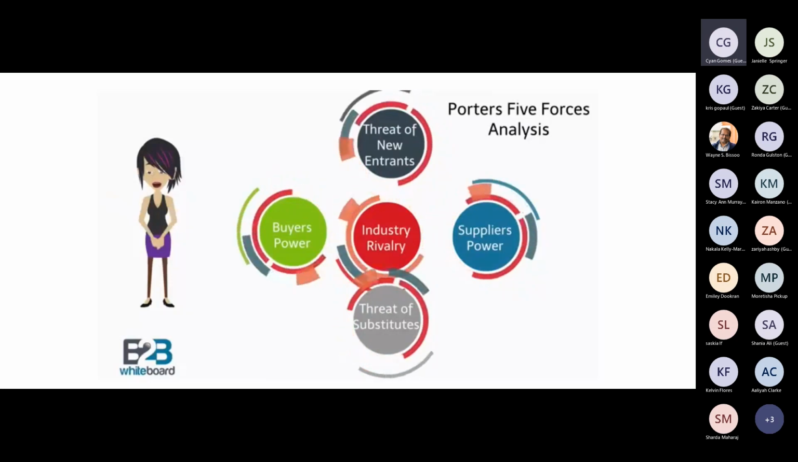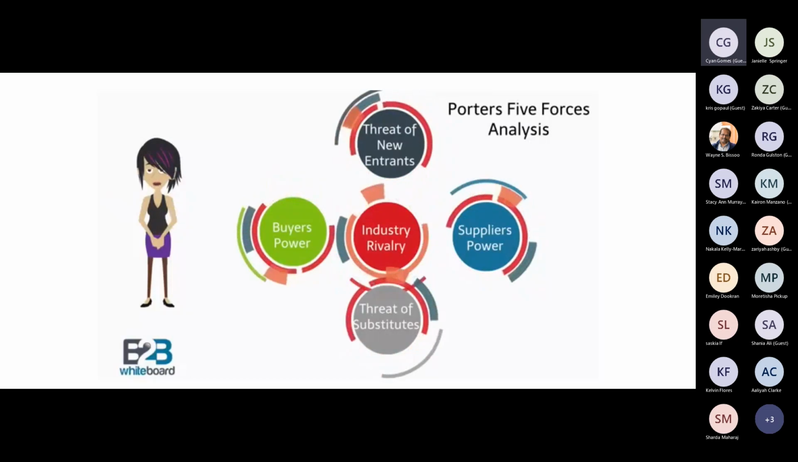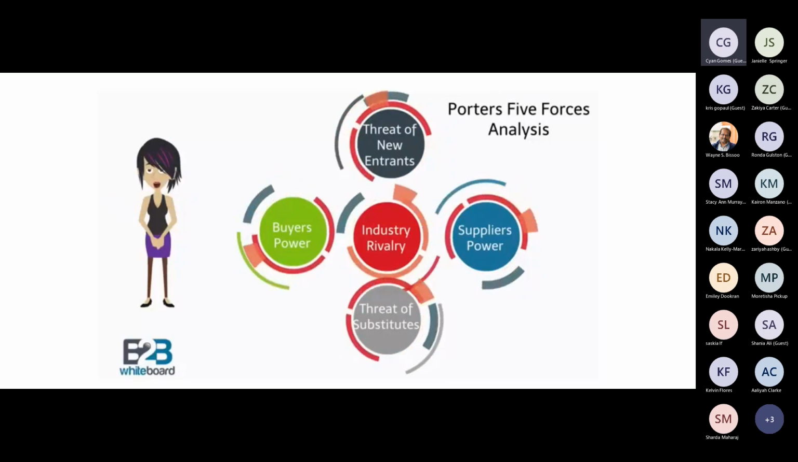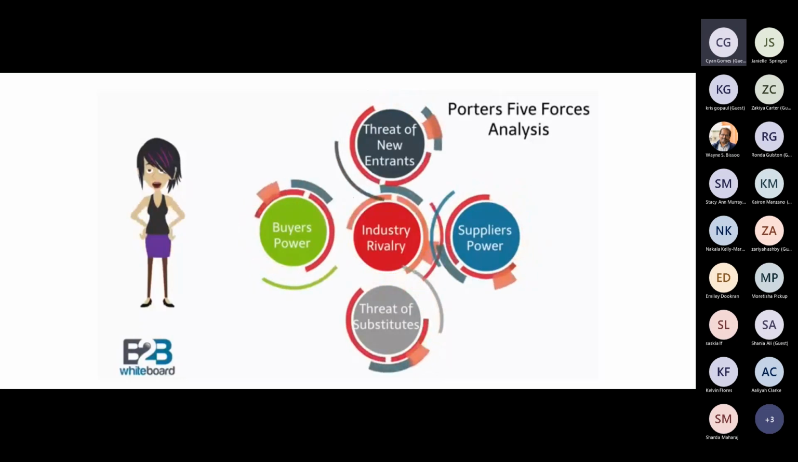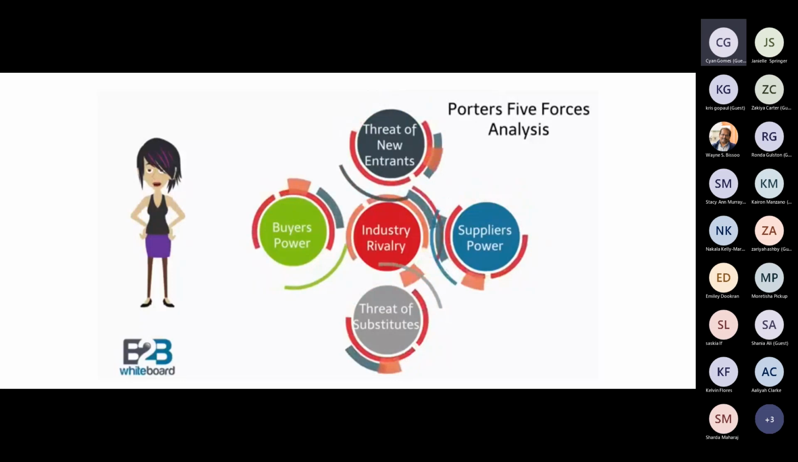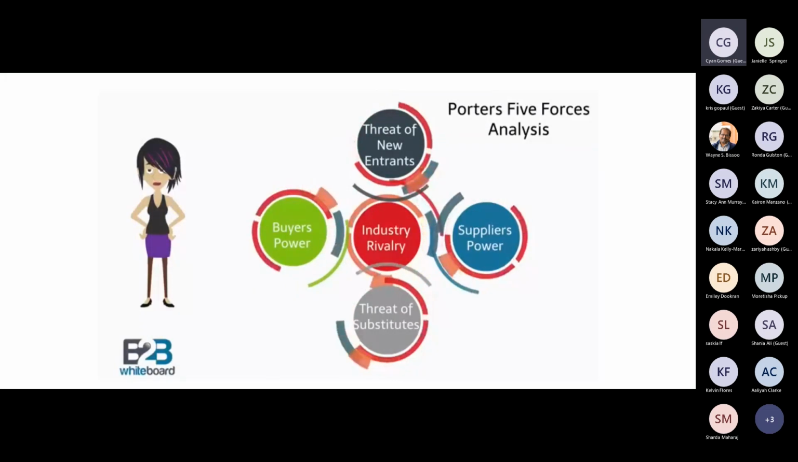Overall, based on the above analysis of Porter's 5 forces, we can conclude that the commercial airline industry is characterized by intense rivalry among airlines, fluctuating profitability, and little differentiation among competing airlines.